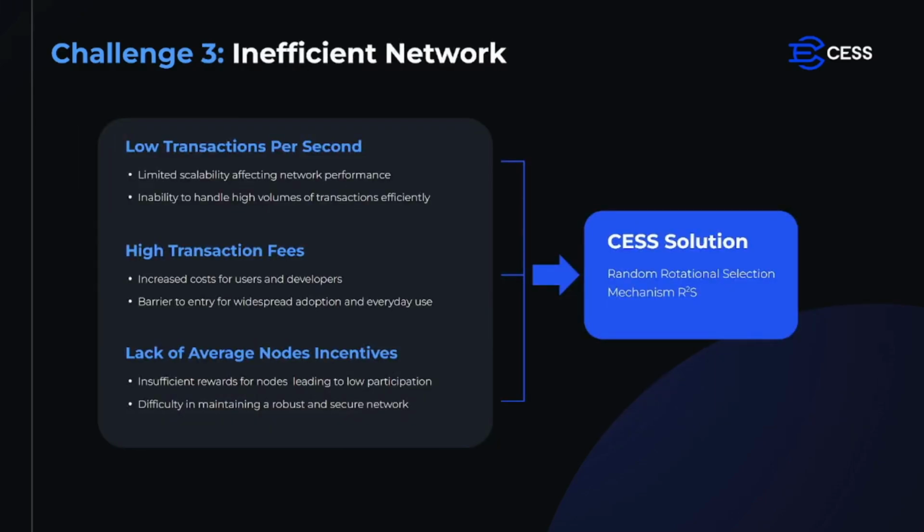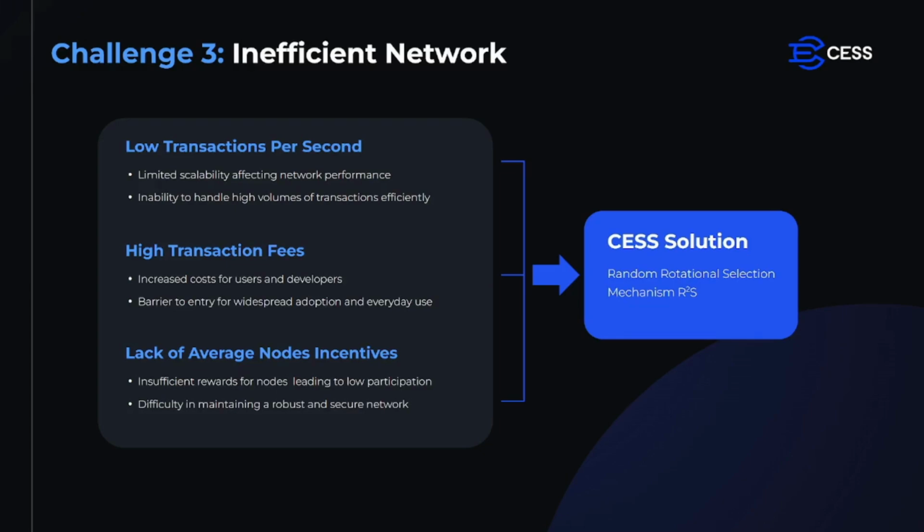Challenge number 3 is an inefficient network. Another significant industry challenge is the inefficiency of blockchain networks. While blockchain technology is known for its decentralized and transparent nature, paving the way for innovative solutions across various sectors, it grapples with network inefficiencies. These inefficiencies not only affect the performance of blockchain networks, but also influence user adoption, node participation, and the overall health of the ecosystem.